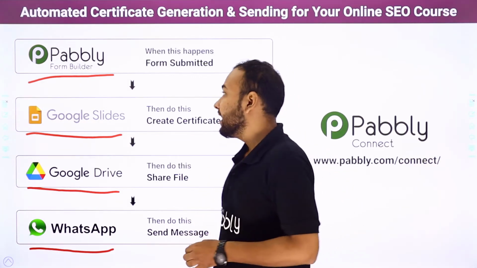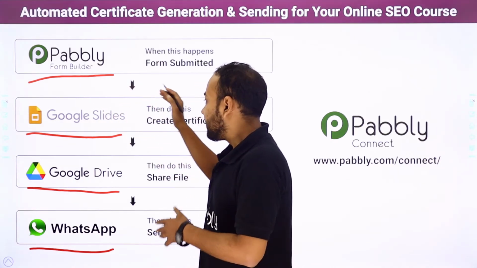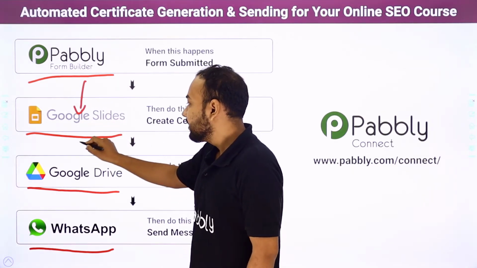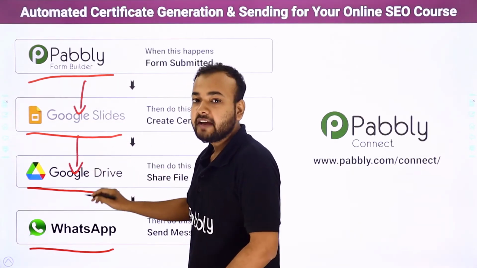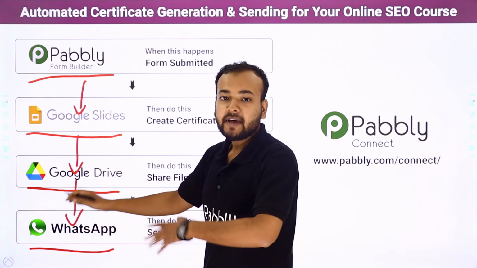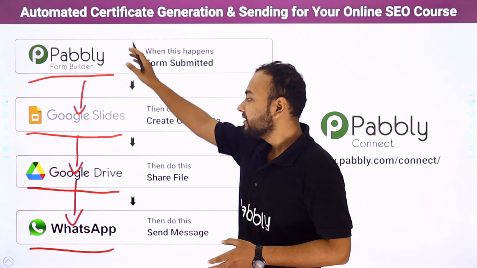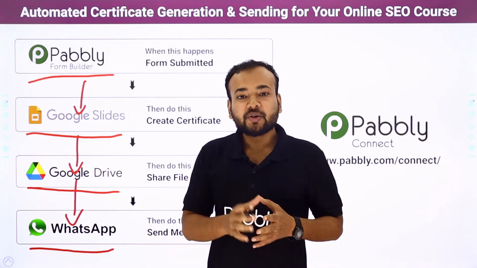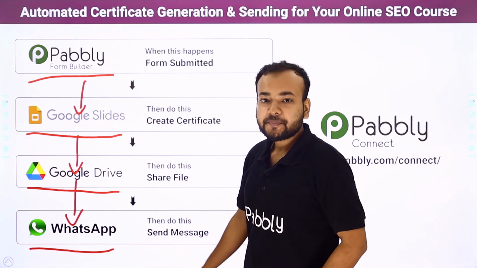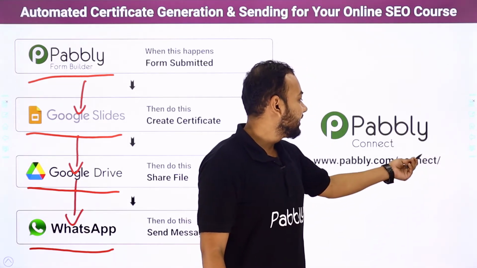What if I tell you that as and when your student submits a Pabbly form, a certificate gets automatically generated here from Google Slides, and that certificate gets saved here automatically in a Google Drive, and that certificate gets delivered automatically to your student via WhatsApp message. Yes guys, this can be done, and this can happen by connecting these four applications. But the issue is there is no direct connection or integration present between all these four applications. So to connect these applications, I am using a software called Pabbly Connect.